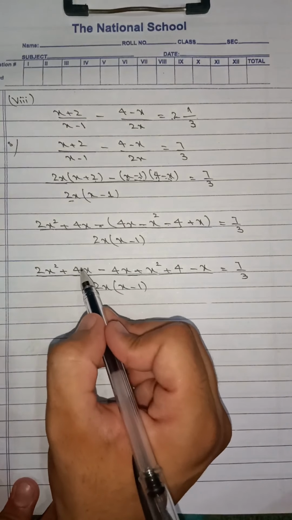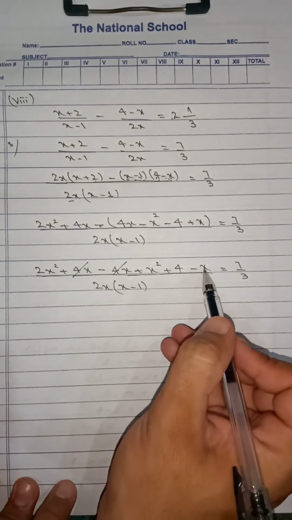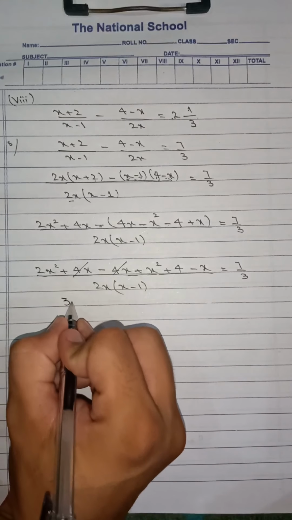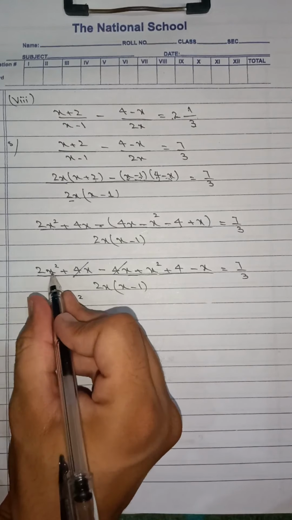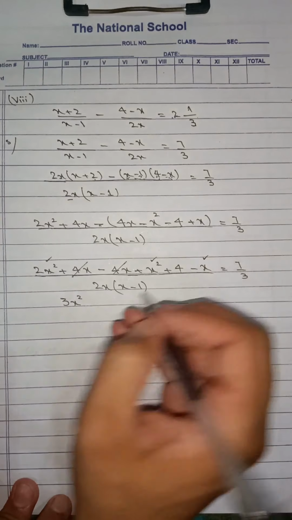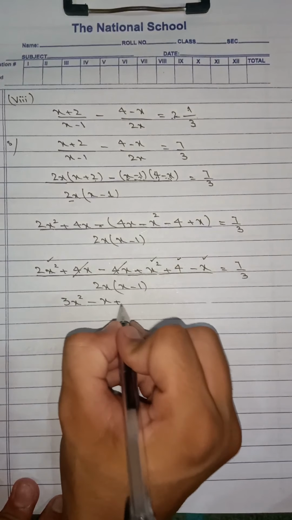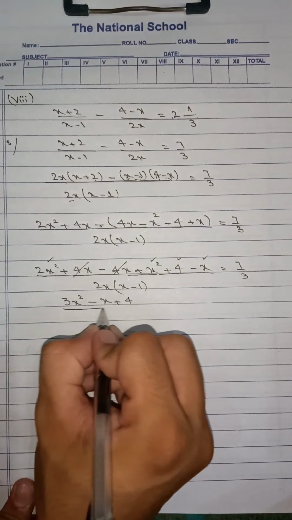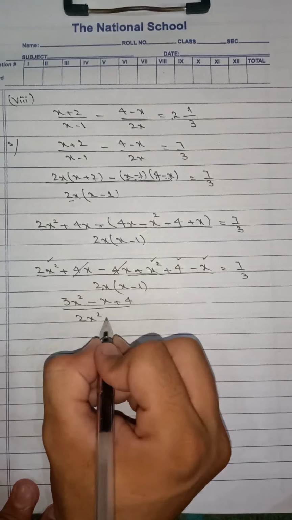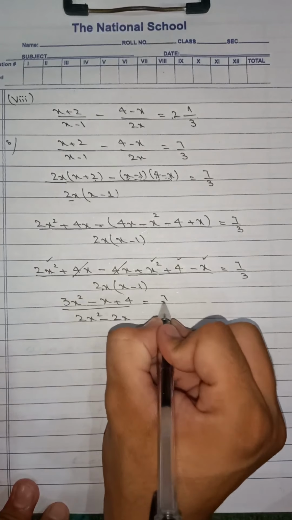Plus 4x cancels with minus 4x, remaining we have minus x. x square plus 2x square is 3x square, 2x square plus x square is 3x square, minus x will come and plus 4 will come, divided by 2x into x, 2x square, 2x into minus 1, minus 2x, is equal to 7 over 3.